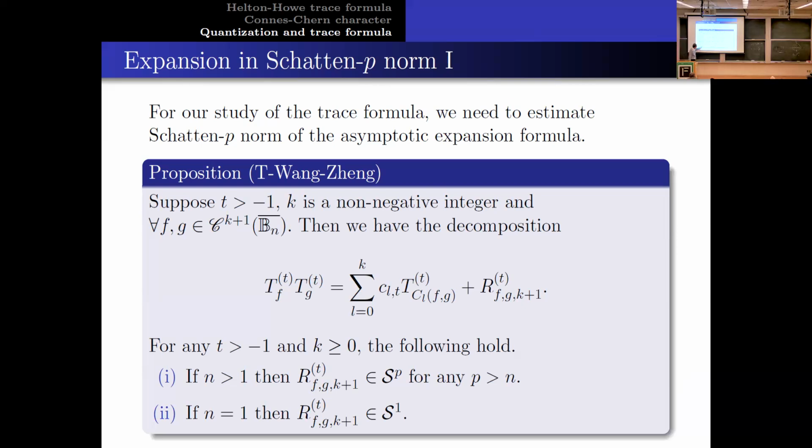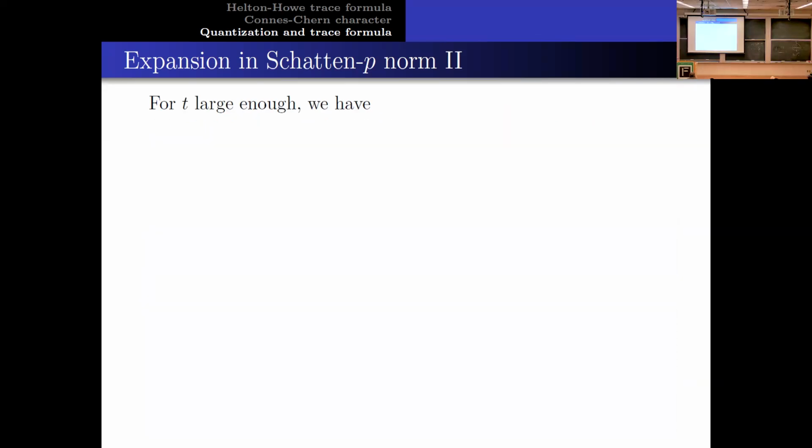When n is equal to 1, the remainder term is already a trace class operator. You can directly compute the trace. But for n greater than 1, this is in the Schatten p class, not the Schatten 1 class. So there are more estimates, and maybe I'll just go through this very quickly.